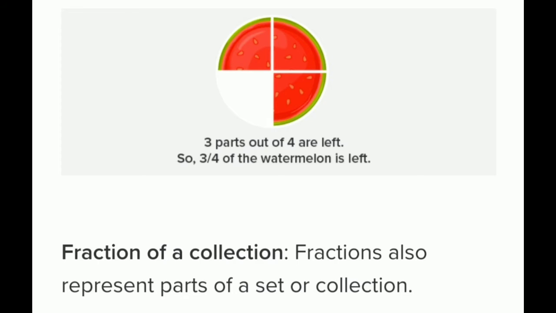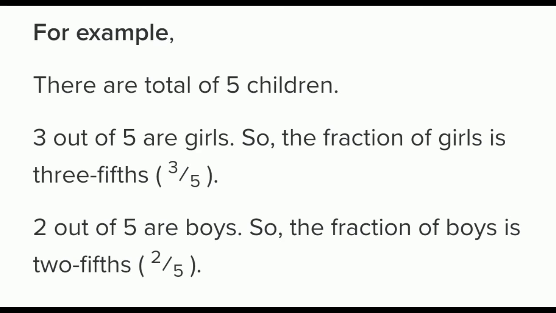Fraction of a collection. Fractions also represent parts of a set or collection. Let's take one more example. There are a total of 5 children. 3 out of 5 are girls. So the fraction of girls is 3/5 or 3 by 5. Similarly, how many are left? 2. And these 2 out of 5 are boys. So the fraction of boys is 2/5.